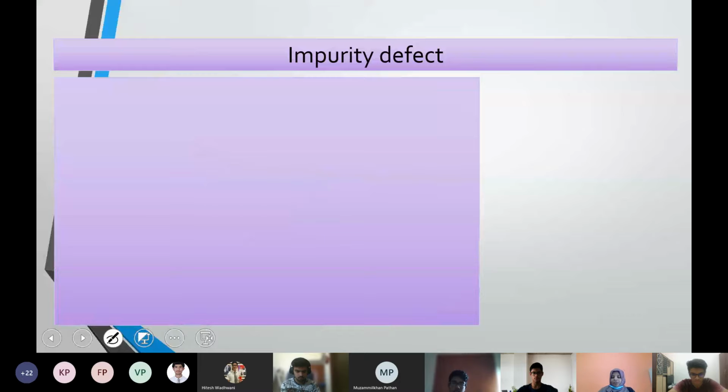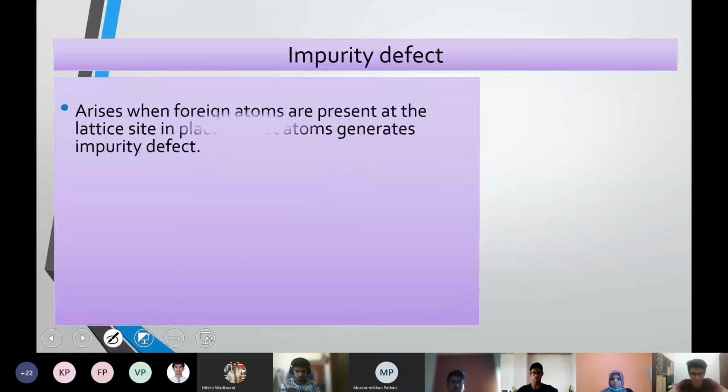The first type of point defect is impurity defect, and from the word itself it is clear that it is because of impurity. What do you mean by impurity? What is an impurity? Sanford, what is an impurity?